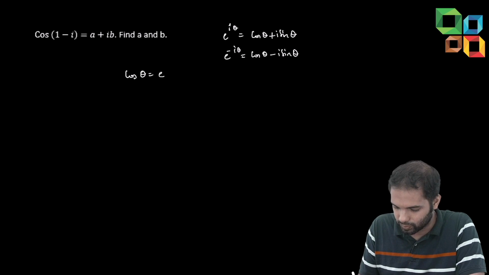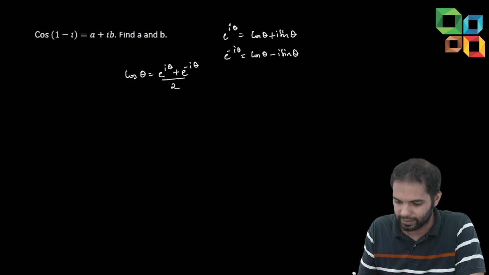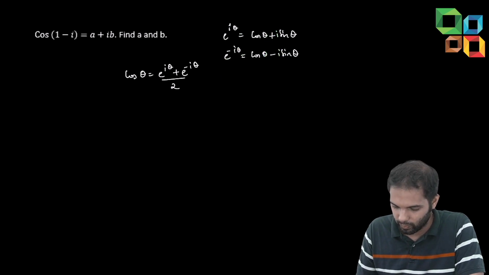If I add these two, can you see that cos theta is nothing but (e^(iθ) + e^(-iθ))/2? Correct? Or nothing but your real part. You already know what the real part is. The real part is the sum of these two complex numbers divided by 2, because these are conjugates. Why am I telling this?